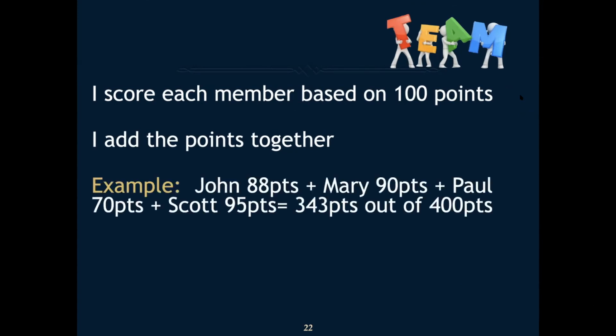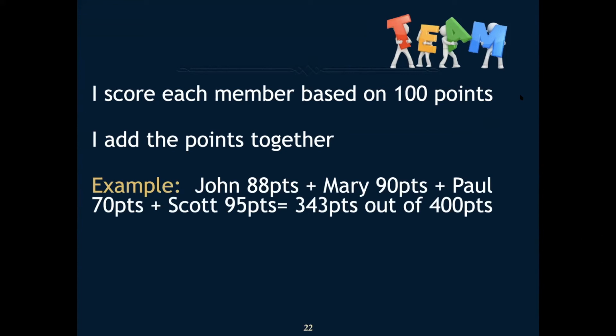So if I use this example, let's say John scored 88 points, Mary scored 90 points, Paul scored 70 points, Scott was 95. So altogether, the group could have scored 400 points, but they only scored 343 points. I will give the group leader a sheet with 343 points.